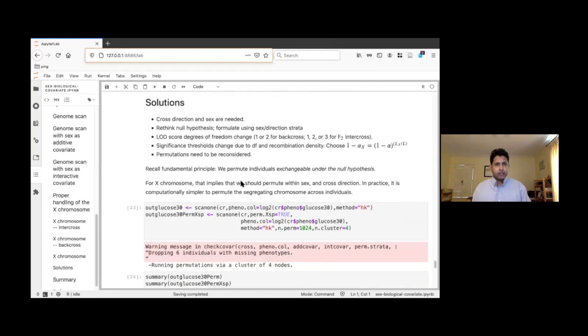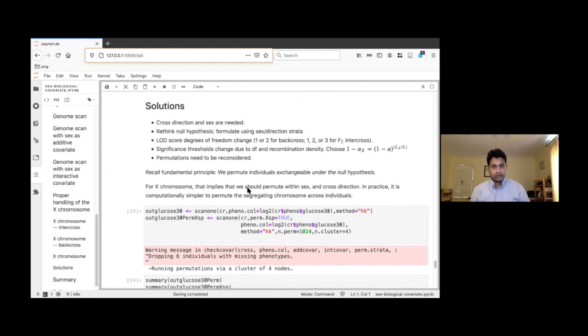So what is the solution? The first thing is that you need to record the cross direction and sex in order to do a proper analysis, because you will need to adjust or stratify for that. And in particular, you will need to rethink the null hypothesis.